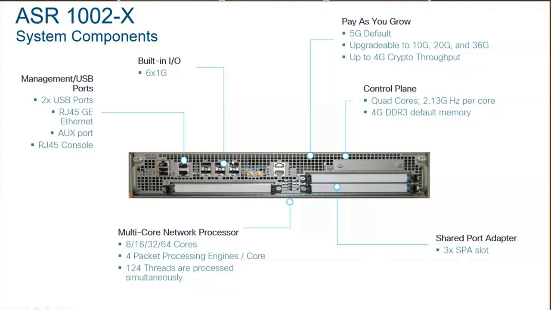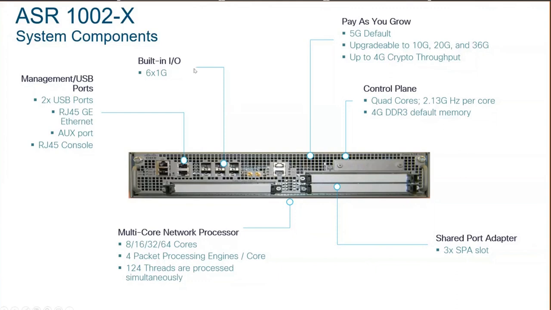As I was telling, the throughput on these fixed chassis will be upgradable. By default, it will be 5 Gbps. But if customers need more and more throughput, they can enable that by purchasing a license, so that they can go up to 36 Gbps at max. And you can get up to 4 Gbps crypto throughput.